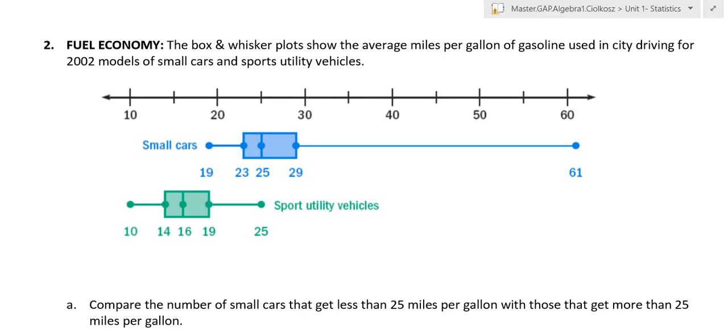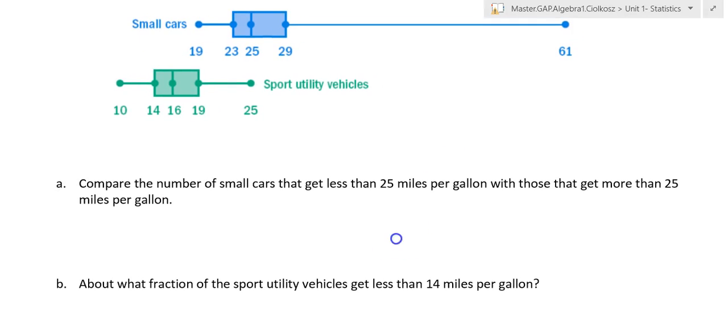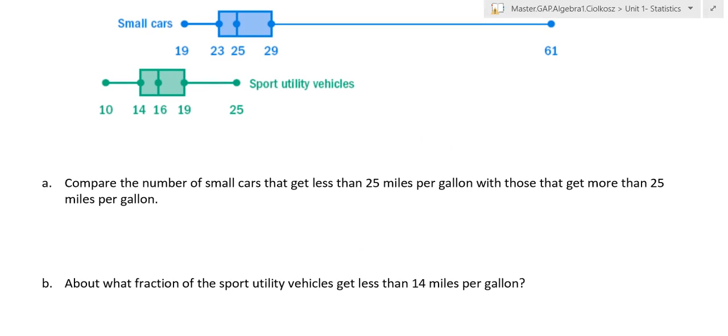Here we have average miles per gallon used in a city for driving a certain model of car. So we got our blue cars, our small ones there, and the green ones are the bigger ones, the sport utility vehicles. Alright, we're going to compare the number of small cars that get less than 25 miles per gallon with those that get more than 25. So we're looking at what percents in each.